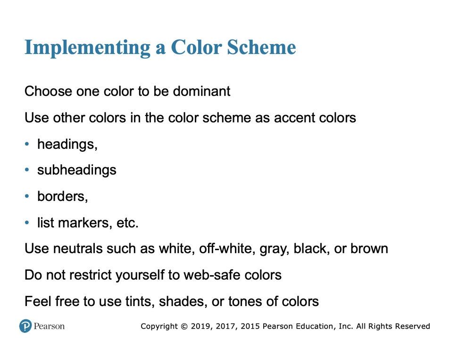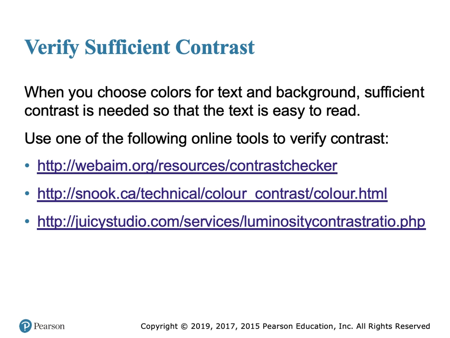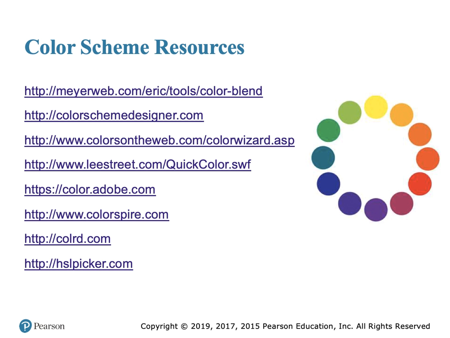When implementing a color scheme, choose one color to be dominant. Use other colors in the color scheme as accent colors for things such as headings, subheadings, borders, bullet points, also known as list markers. When you choose colors for text and background, sufficient contrast is needed so the text is easy to read. You can use one of the following online tools to verify contrast.